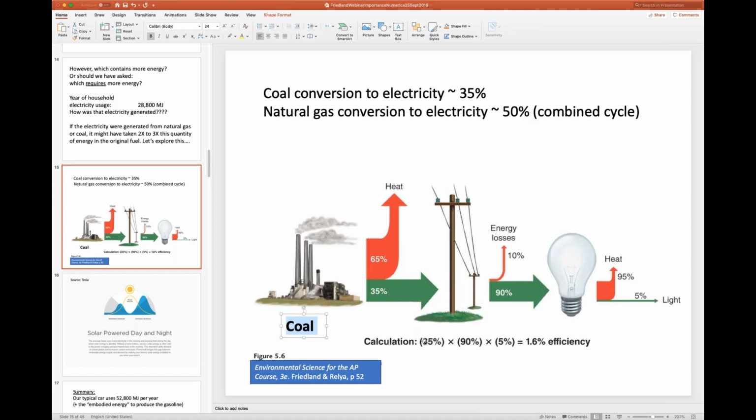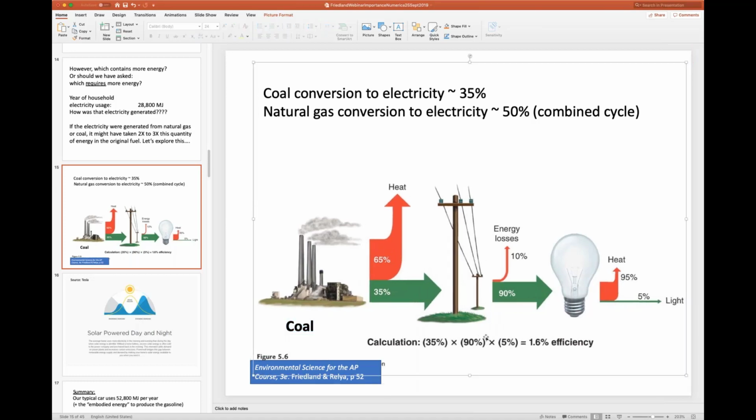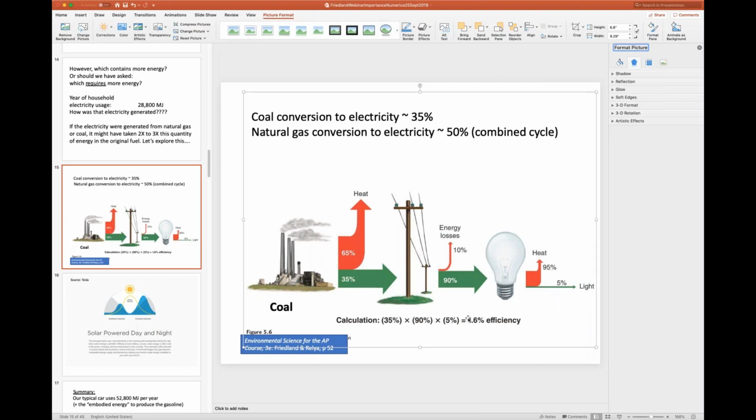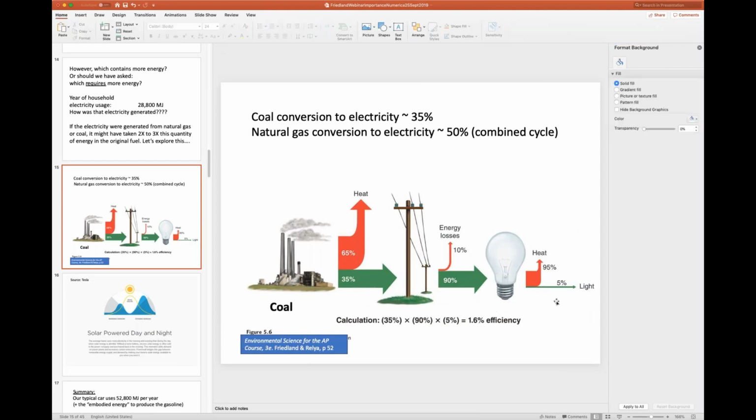And efficiencies are multiplicative. So you take this 0.35 and you then multiply it by 0.9, and then by 0.05, and the overall efficiency from the power plant to an incandescent light bulb is a pretty low number. And I don't generally get too depressed about things, but this is a pretty depressing situation to see this kind of a number.